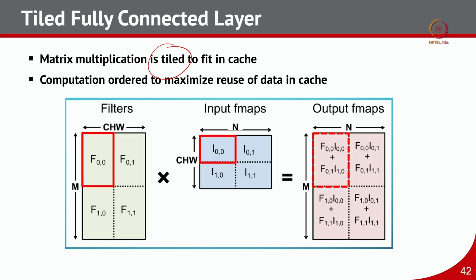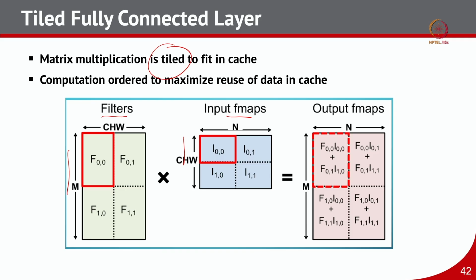For example, let's take the fully connected layer. We were discussing this fully connected layer, right? For this fully connected layer, we have the filter of size M by CHW, and the input feature map of CHW by N, whichever notation you prefer. Now, if these matrices do not fit into the cache, then instead of taking the whole matrix from the DRAM, we can take a tile of the matrix.